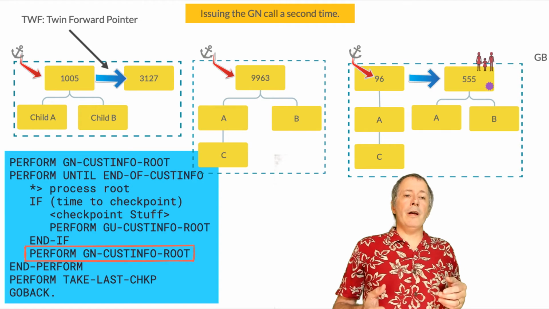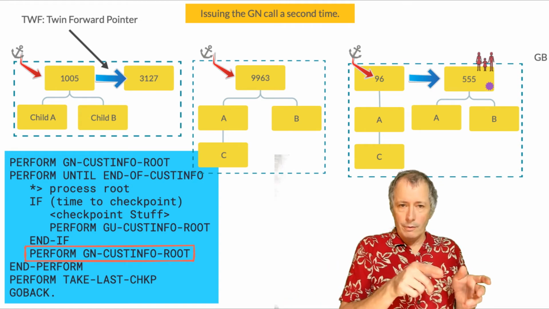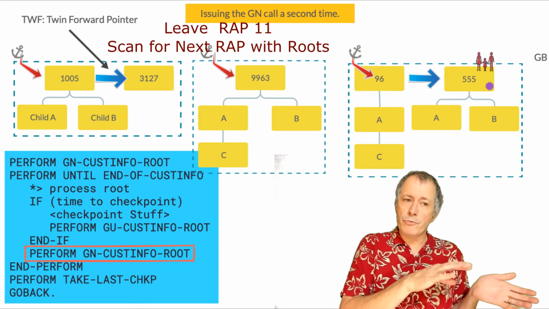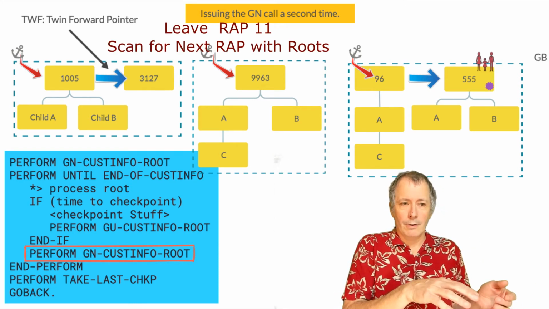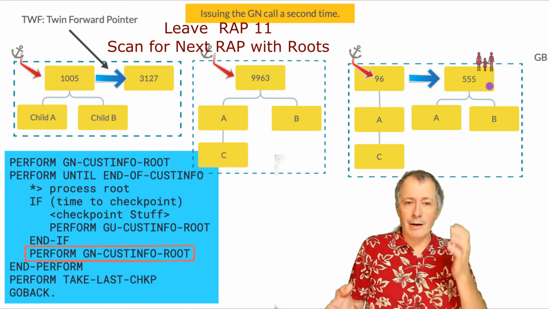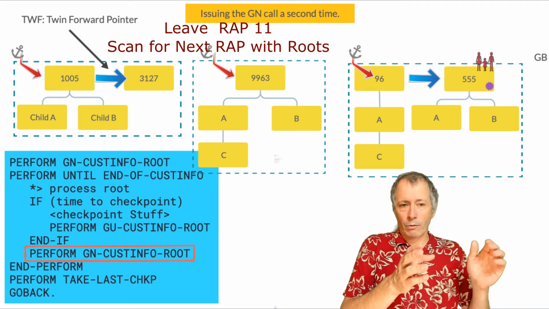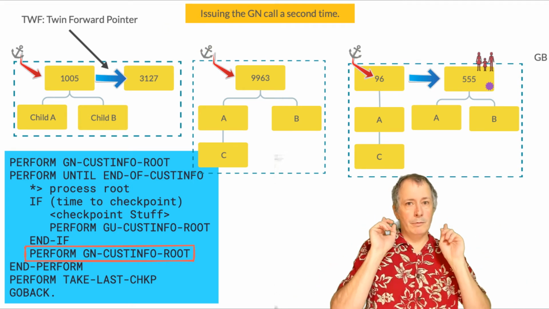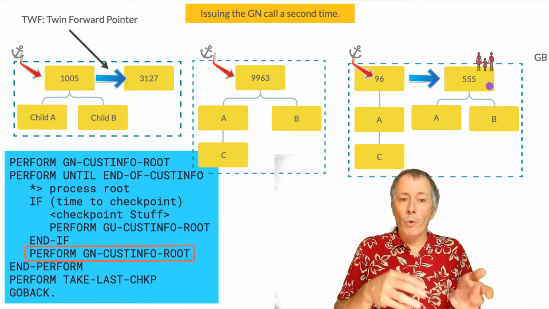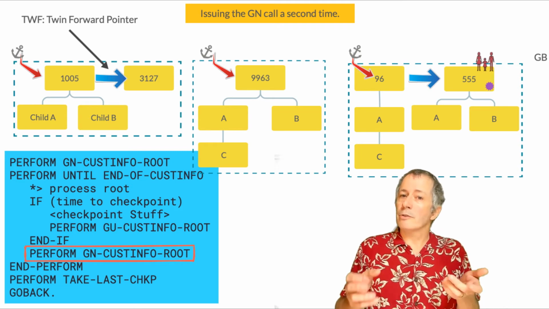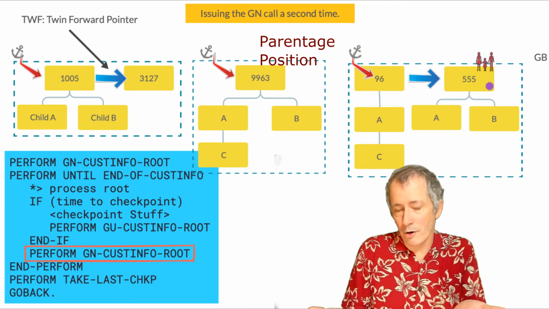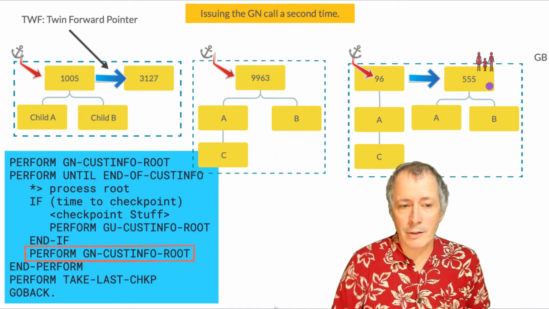So we issue the get next root call again. There are no more roots in this CI. So IMS leaves RAP 11 and scans until it finds another root anchor point that contains data. That might be CI or RAP number 12, or it might be CI 100. At some point, IMS finds a root anchor point that points to root 9963. Position and parent is put on root 9963 and the program processes it.